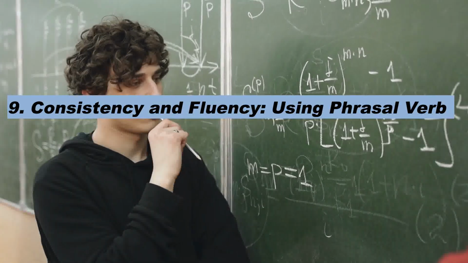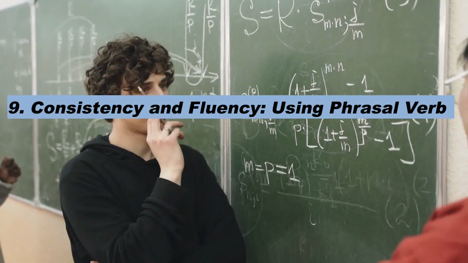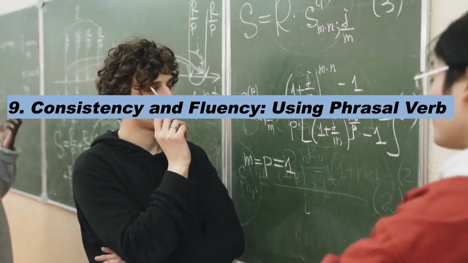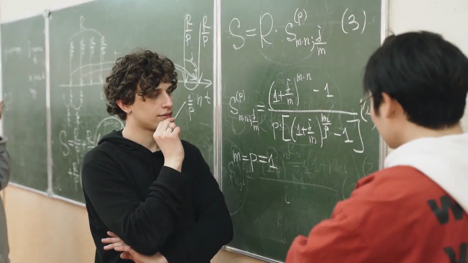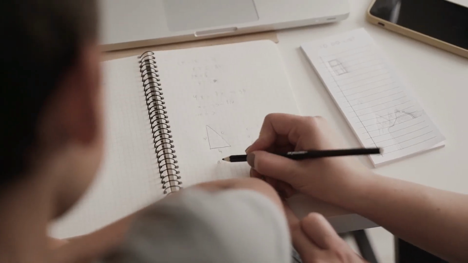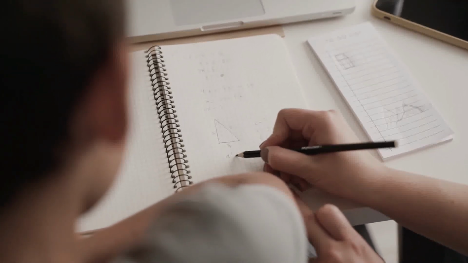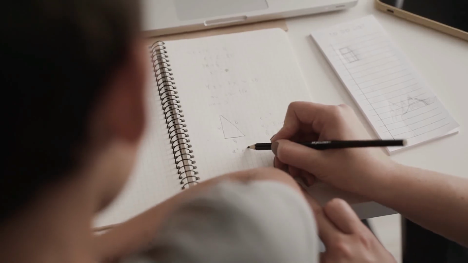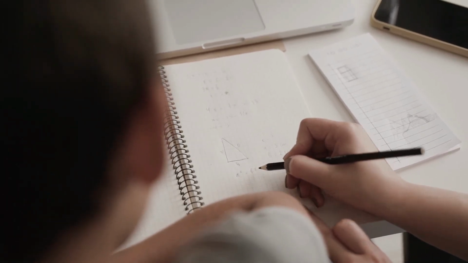9. Consistency and fluency. Using phrasal verbs naturally. The art of incorporating phrasal verbs seamlessly into your speech and writing requires consistent practice. Reading and listening to authentic English materials will expose you to a wide range of phrasal verbs and their usage, enhancing your fluency. Additionally, actively using phrasal verbs in your own writing and conversations will solidify your understanding and confidence in their application.